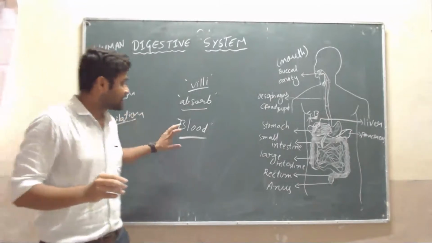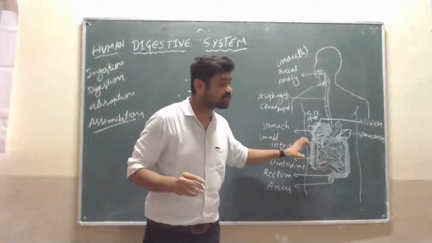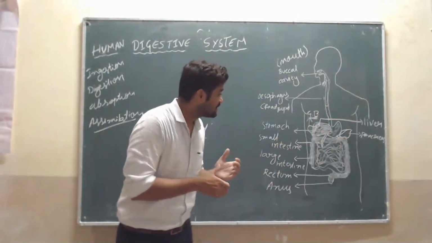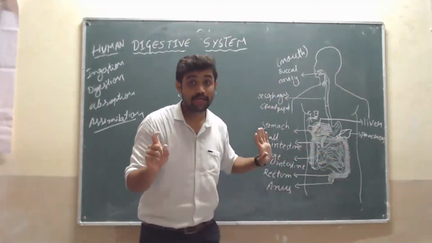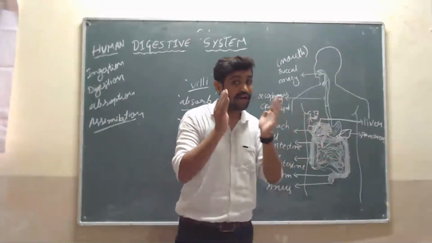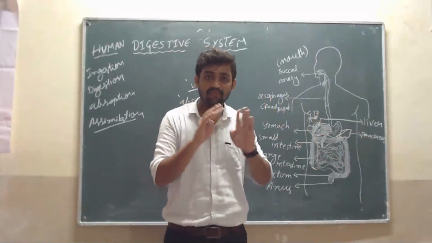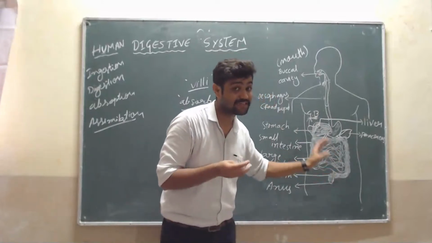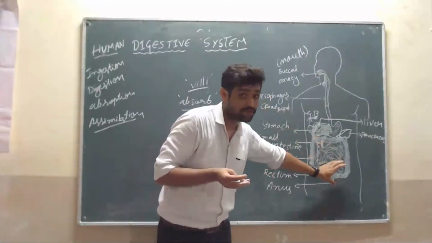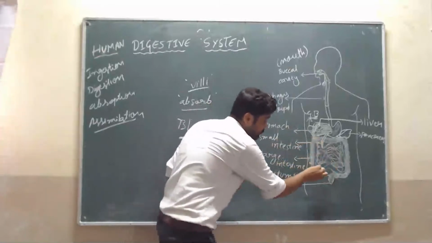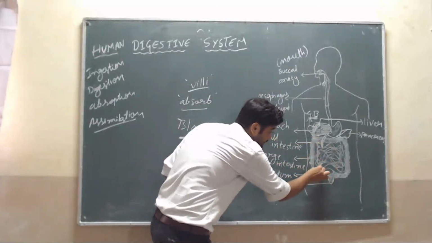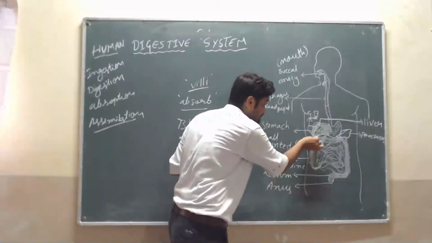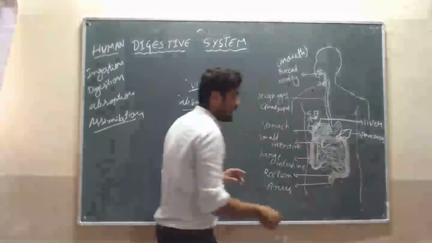Through the blood, digested food is transferred to the whole body. Then what happens? All food is digested, but some amount of undigested food, a little bit of waste food, is present. That undigested food from the small intestine enters into the large intestine.